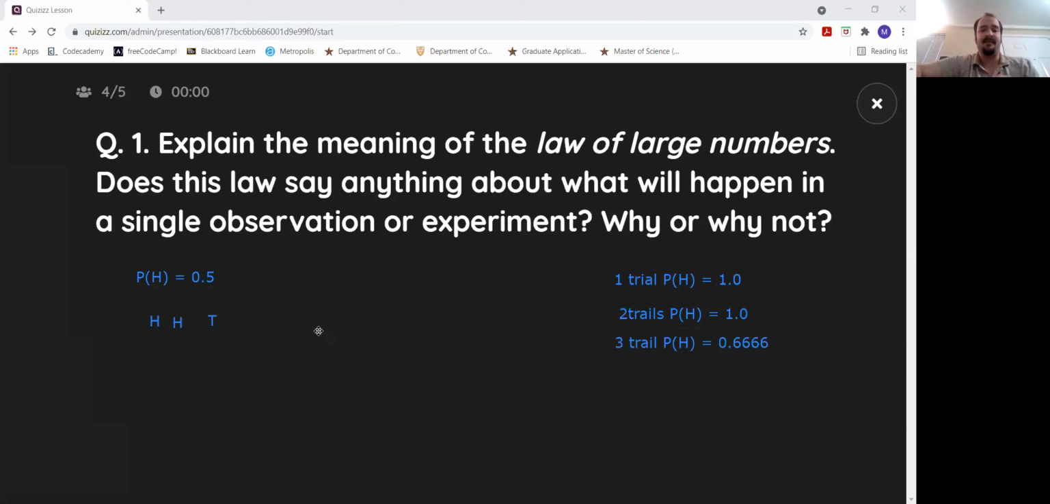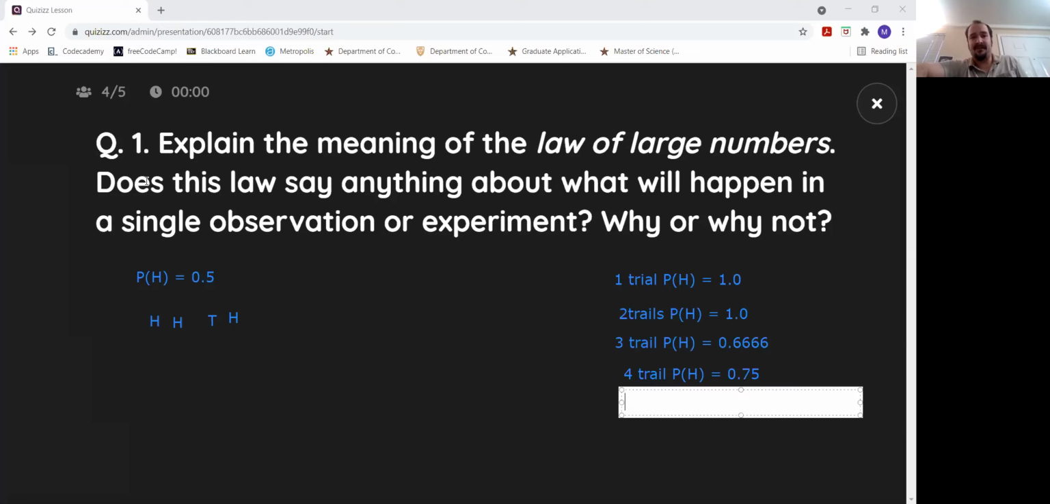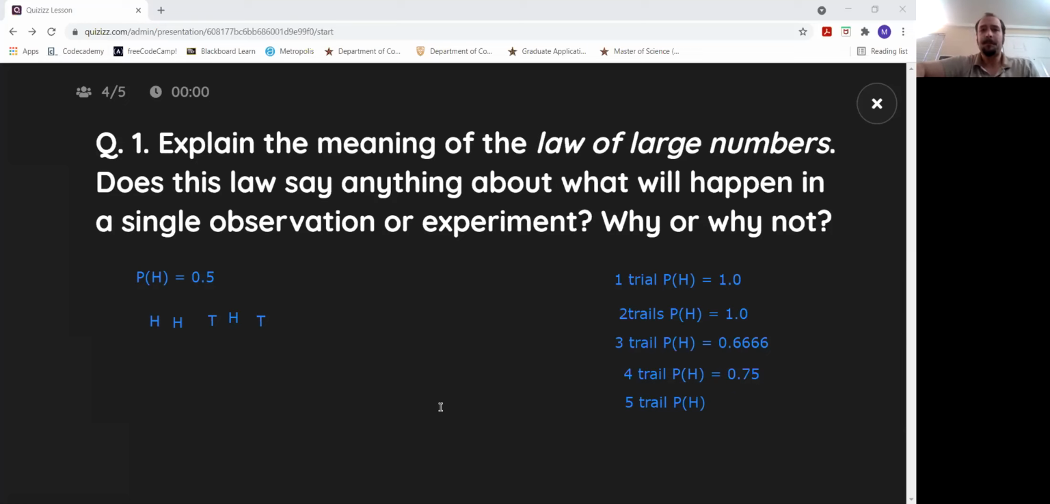And then maybe I get another heads again. So now my probability of heads is what? 3 in 4, 0.75. It could go up a little bit. It could go a little bit further away from my expected probability, my theoretical probability, right? In the short term, it could even go further away. But the theory is that the more that we do, and let's say we get another tails or something, the more that we do, it should get closer.